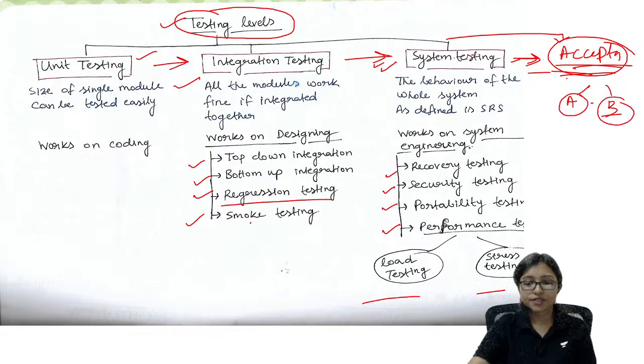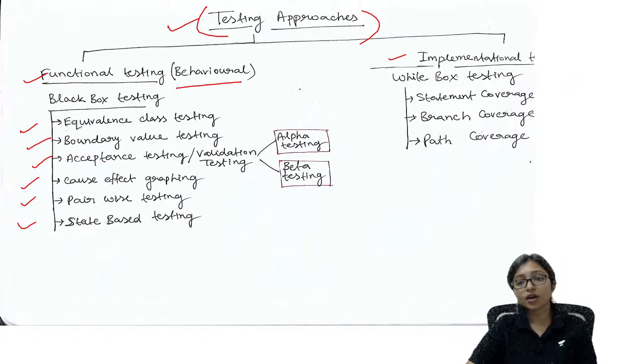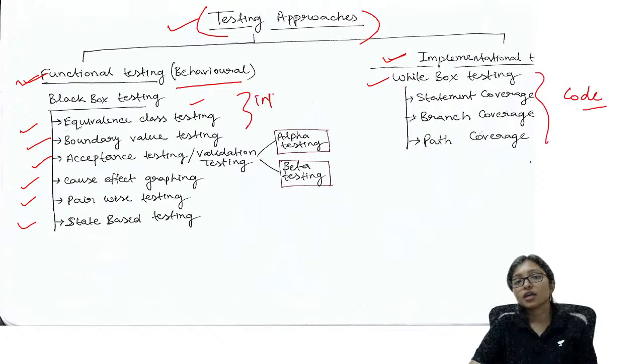Two types of testing. And according to the approach, it is functional testing and implementation testing. Functional means black box, implementational means white box testing, which focuses mainly on code and on input and output. Whatever input I am giving, am I getting the proper output or not, that is input and output.